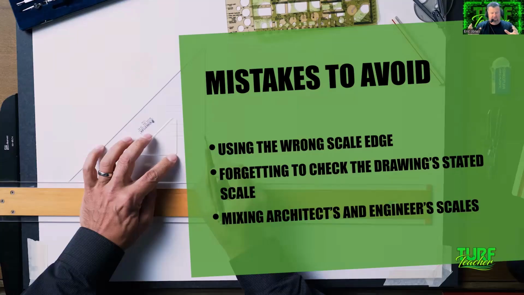So the only time you're probably going to be worried about the wrong scale edge is if two of your scales are on the same side of the triangle, like the 1/4 inch on the right side and the 1/8 inch on your left side. 1/8 inch, you're reading left to right. Architect, you're reading right to left, and you get somewhere in the middle and you're like, okay, which one is which? So you just got to pay close attention to that. The more you use it, the more you're going to understand that and make it happen.